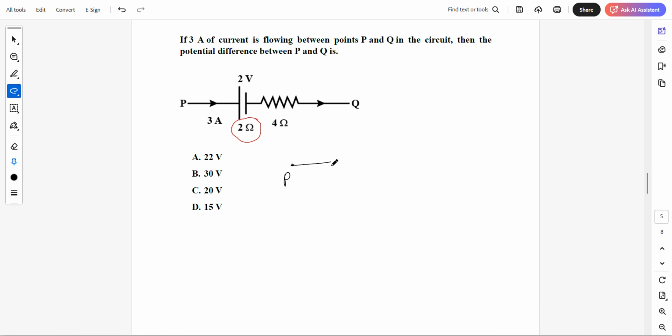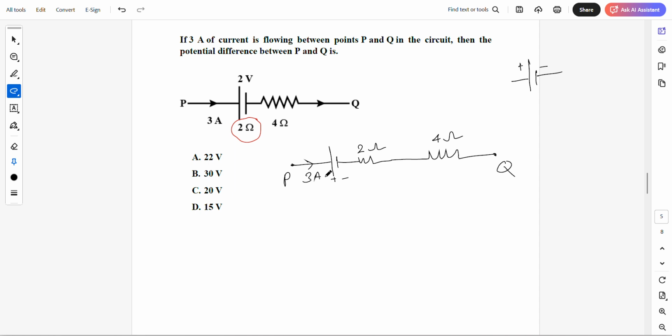Here 3 amperes of current is flowing. This is the cell which is having some resistance, 2 ohm. Now this is 4 ohm as it is there. Okay, right? 4 ohm is there. This is Q, right? This is P. 3 amperes of current is flowing. This is plus and this is minus. You know, okay? The bigger one is always plus and the smaller one is minus.